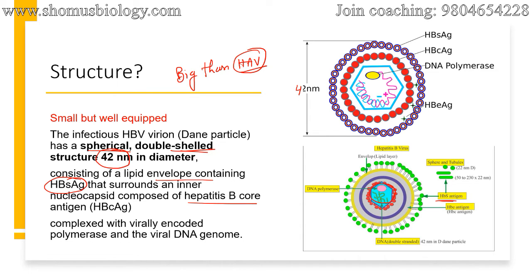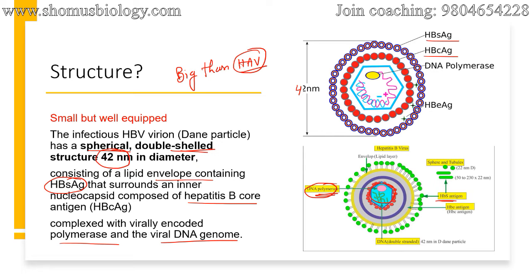Okay, and it has a complex structure because it has genetic material that encodes polymerase and the viral DNA genome. So inside we have the viral DNA genome, as well as its own DNA polymerase enzyme. You can see the nucleocapsid itself looks icosahedral, but it has two different shells, this red one and then the outside one. The first shell is HBc antigen and the other one is HBs antigen. Okay, so these are the structures, how it looks.